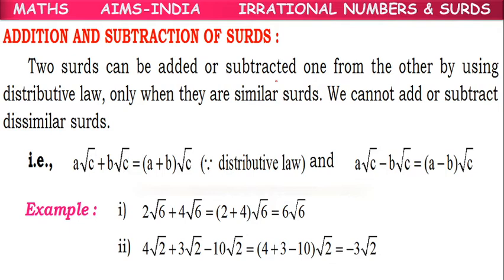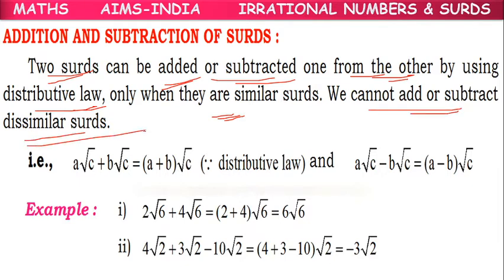Next, addition and subtraction of surds. Two surds can be added or subtracted one from the other by using the distributive law only when they are similar surds. We cannot add or subtract dissimilar surds. Addition and subtraction is possible only in the case of similar surds, whereas in the case of dissimilar surds, it is not possible.